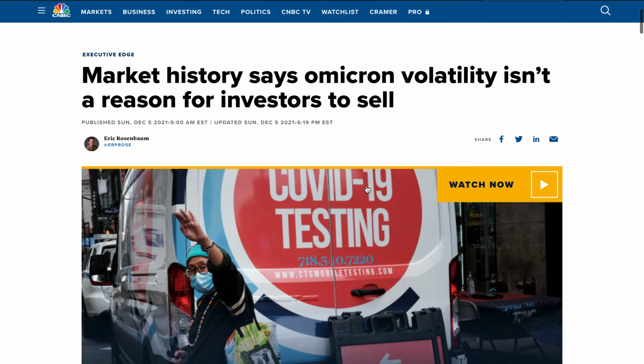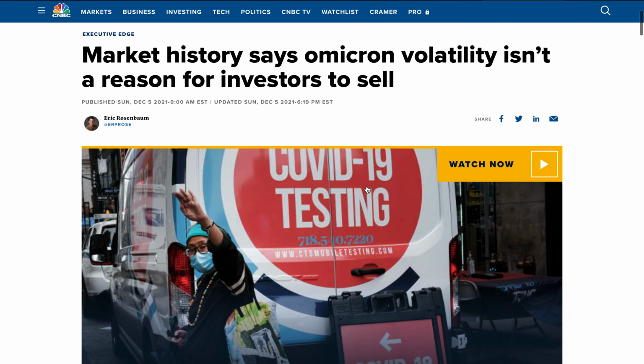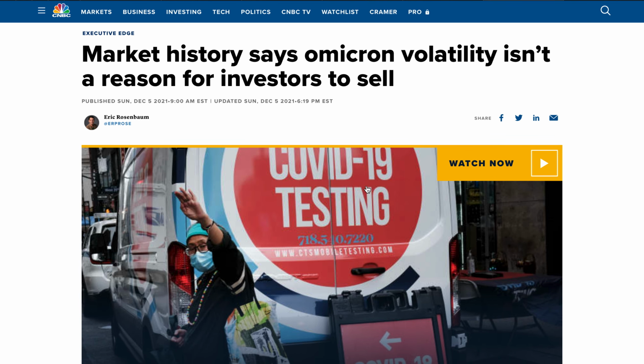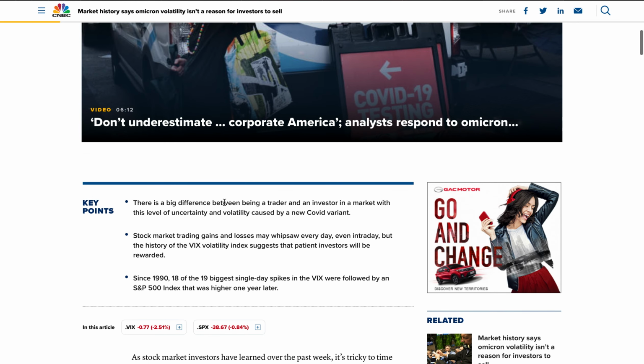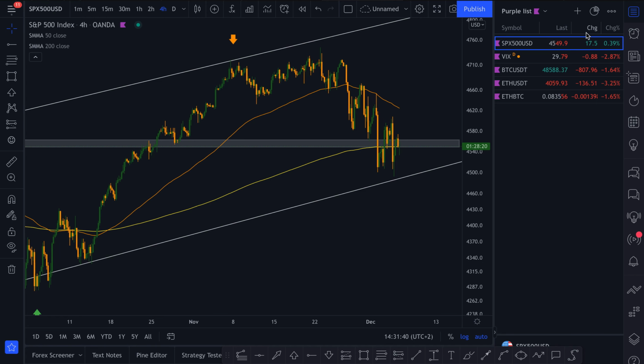Now, why did I mention the VIX or the volatility index? Well, market history says that Omicron volatility isn't a reason to sell. So there's a big difference between being a trader and an investor. Investors are obviously long-term, and there is a lot of uncertainty and volatility caused by the COVID market.